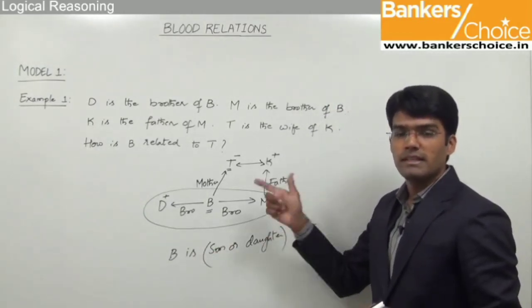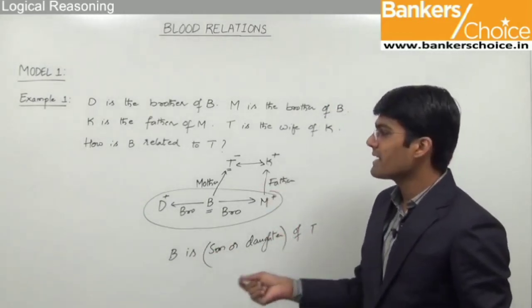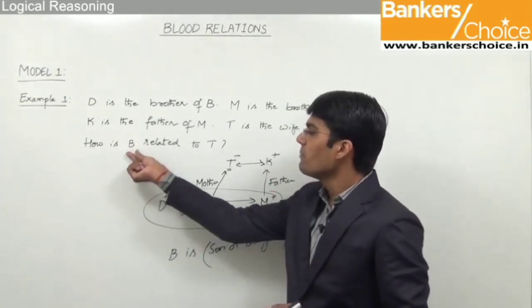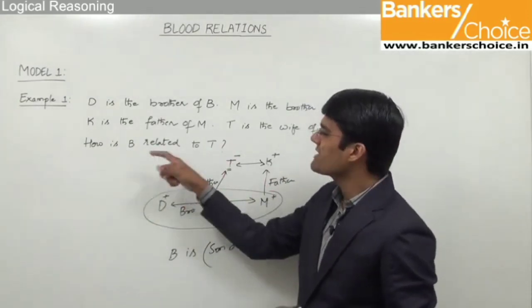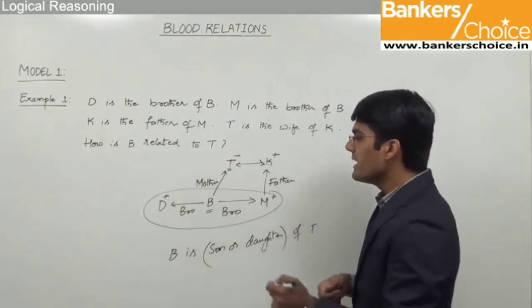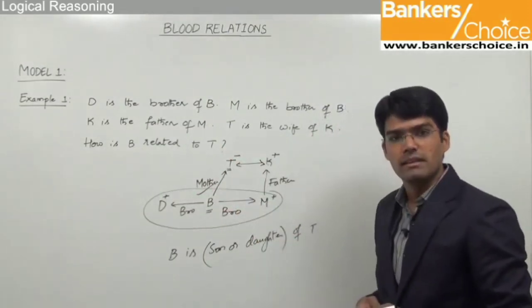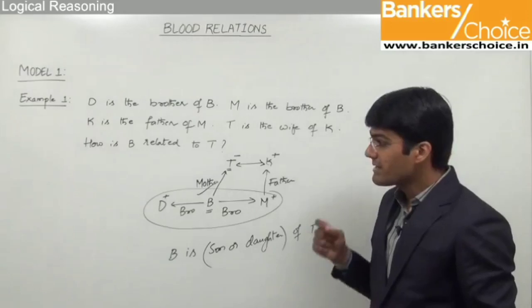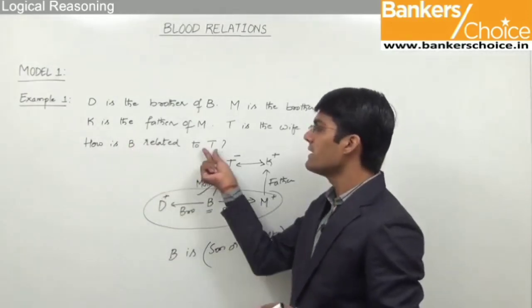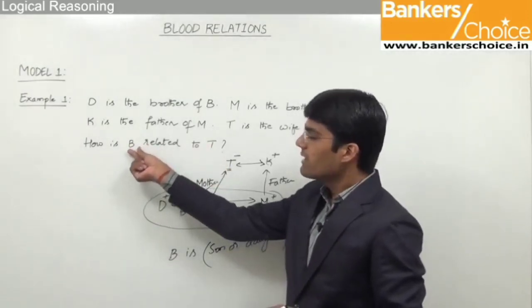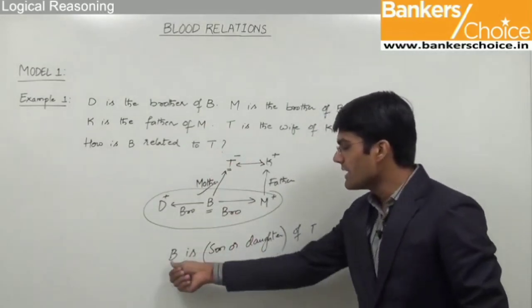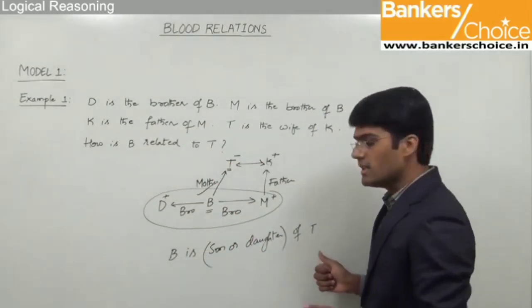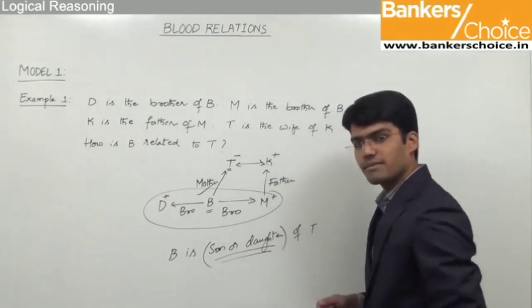Friends, be careful in these type of questions. We need to understand the relationship between B to T, not from T to B. If the question is how is T related to B, we can very clearly say that T is the mother of B, and that will be our final answer. But since the question is how is B related to T, we should know the relationship from B to T. Therefore, the relationship from B to T, that is B is the son or daughter of T, has to be the answer for this question.